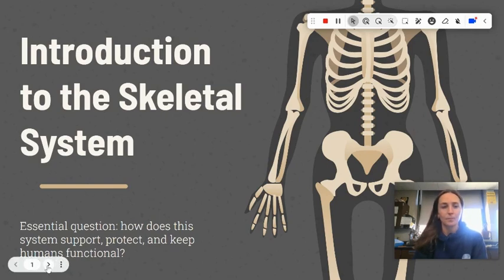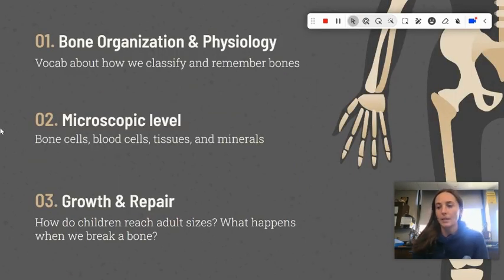So let's get into it. We're going to split this into three parts, really. We're going to look at how bones are organized and their physiology, so what they're doing. This is going to be a lot of vocab about how we classify bones, how we're going to remember bones, how we're going to organize them based on maybe some similar features. Next, we're going to look at the skeletal system on the microscopic level. So we're looking at cells, bone cells, blood cells, tissues, minerals, what's going on in our skeletal system on a level that we can't even see.